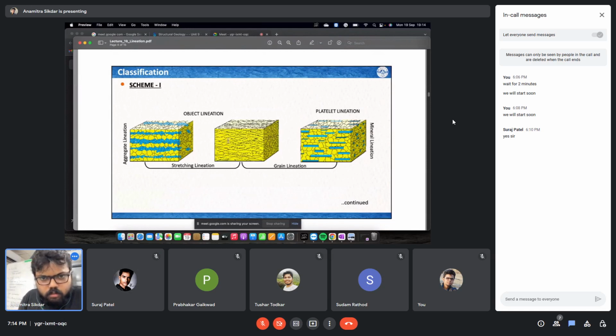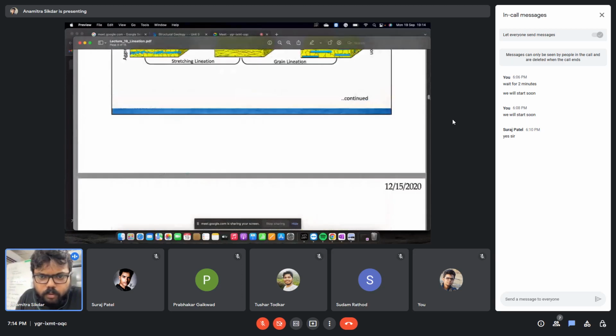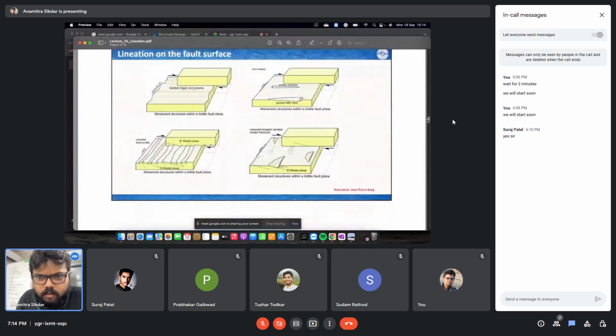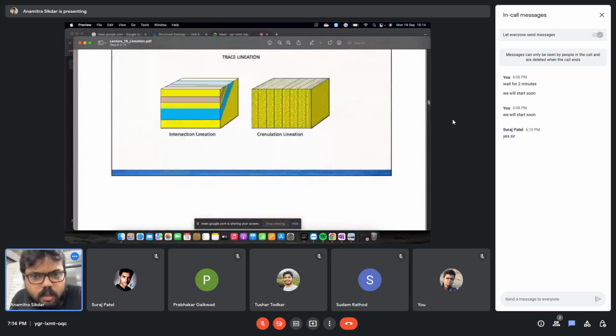These two are called object lineation. Okay, and this is called platelet lineation. I am not familiar with these terms. So maybe it is probably taken from this guy's book. We'll see his name again later on. Yeah, JP Boor. Okay, whatever be the pronunciation.